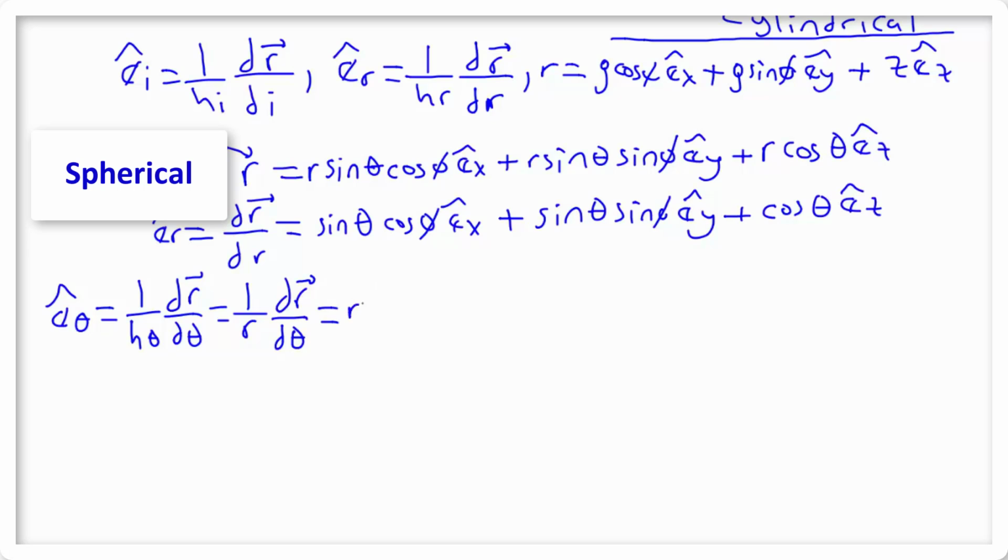If we take a derivative with respect to theta, it gives r cos theta cos phi e_x plus r cos theta sine phi e_y, and here minus r sine theta e_z, because cos theta is here. We wrote it like that because of the cos theta here.